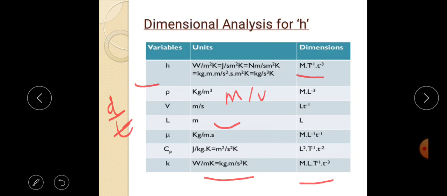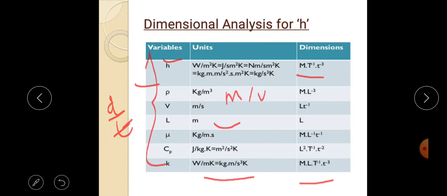So basically, after writing the equation in exponential form, we have written the dimension of each of the terms. For h, heat transfer coefficient, it is M T minus 3 theta minus 1. For rho, it is M L minus 3. For V, it is L T minus 1. For small l, it is L. For mu, it is M L minus 1 T minus 1. For Cp, heat capacity, it is L2 T minus 2 theta minus 1. And for k, thermal conductivity, basically thermal conductivity is the ability of any material to conduct the heat. So it is expressed in watt per meter Kelvin, and its dimension is M L T minus 3 theta minus 1.